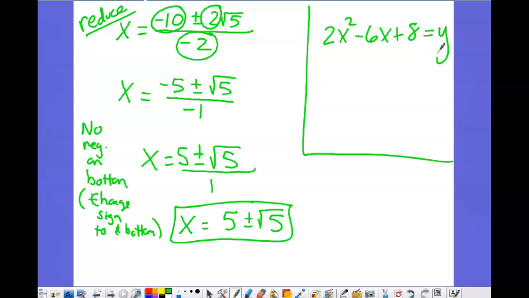Now you guys are going to have the thing where you have to break down that root, take out the pairs, probably going to have to reduce, etc., etc. Okay?